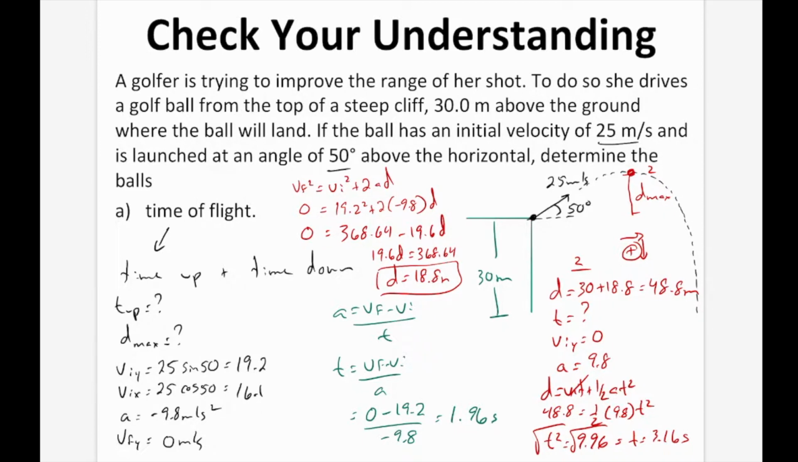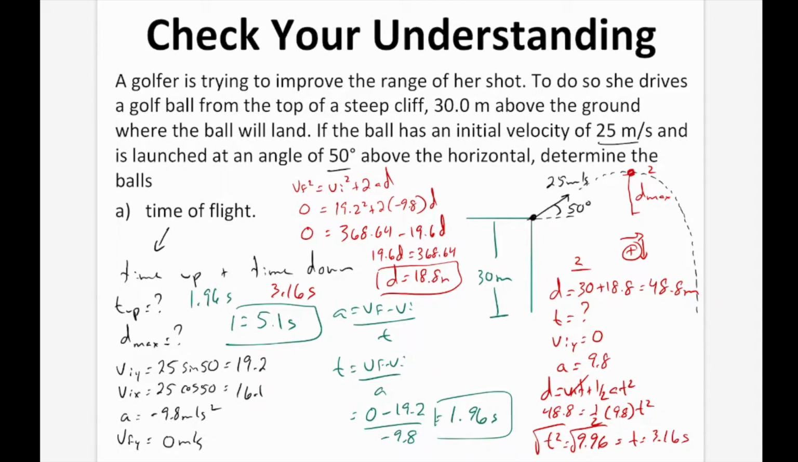That's the time to come down. So that's 3.16 seconds. The time to go up we found was right here, so we have 1.96 seconds. Now the total time is going to be the two of them together, and that equals 5.1 seconds. And that is our final answer. So the total time of flight, 5.1 seconds.